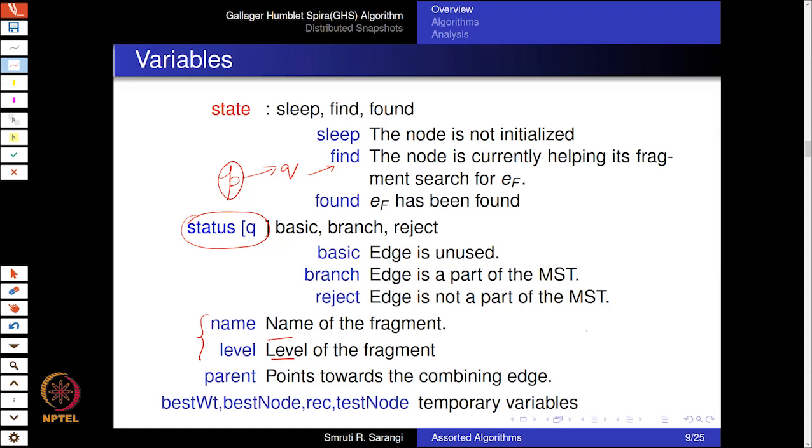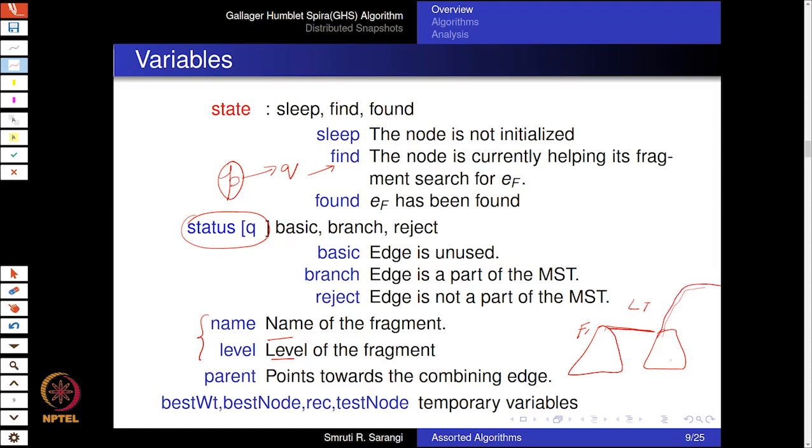So the parent basically says the following: let us say two nodes with the same level combine, or even a smaller node combines with a bigger node. So there will always be a combining edge. Let us consider first a combination with the LT rule. Let's say that this is a small fragment and this is a much bigger fragment.